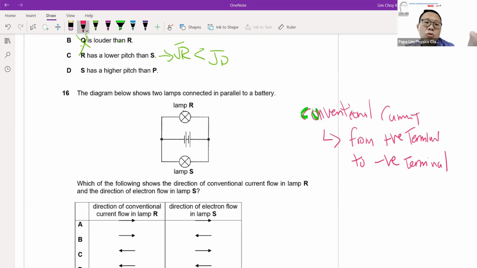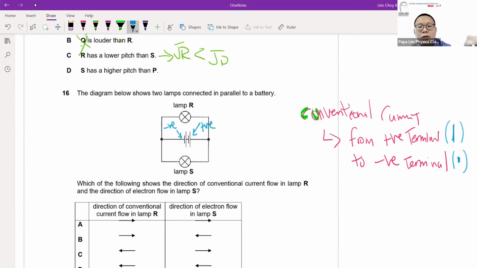Okay, so in terms of drawing, the positive terminal is what we call the long line. The negative terminal, in terms of drawing, will be the shorter line. So this long line here will be the positive terminal, and this short end here will be the negative terminal, which we already know. What we need to take note of is that conventional current is always from the positive terminal to the negative terminal.